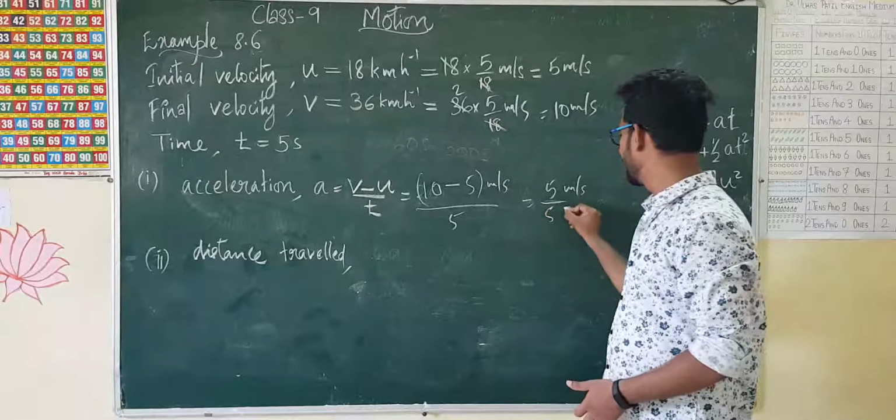So, what is the final velocity? The car is not moving, so the final velocity will be 0. I have written the final velocity equal to 0. And in order to stop the car, an acceleration is applied in the opposite direction. What is the equation to find acceleration? a equal to v minus u divided by t, isn't it? Here v is smaller than u, so it will be a negative value.